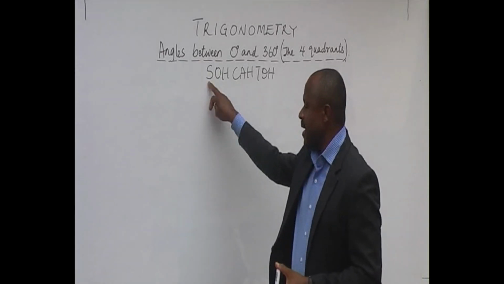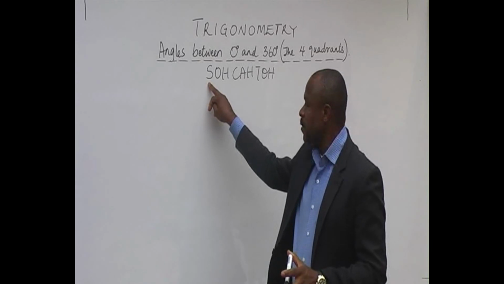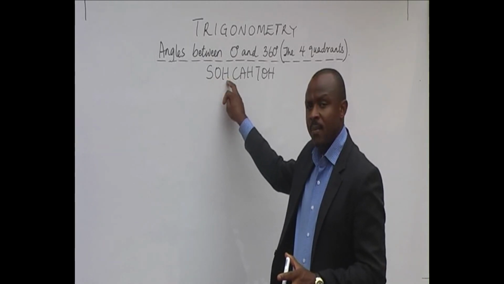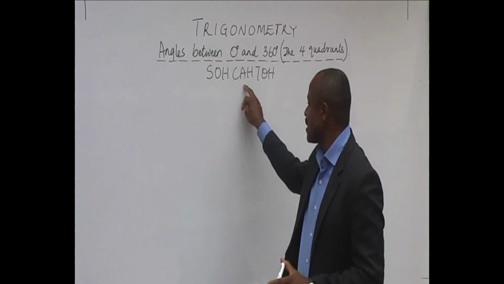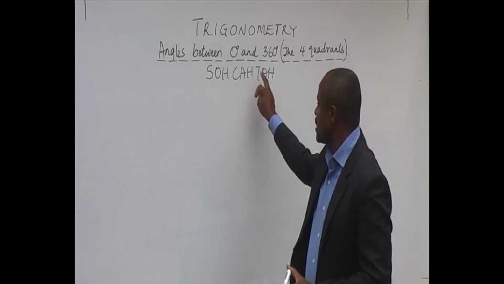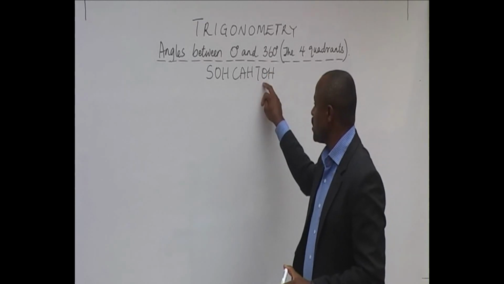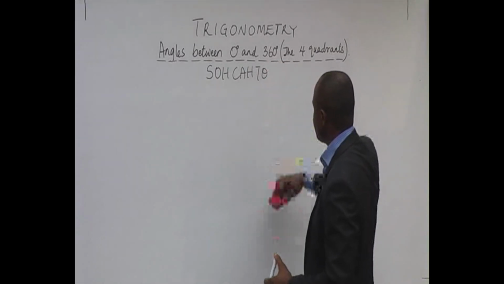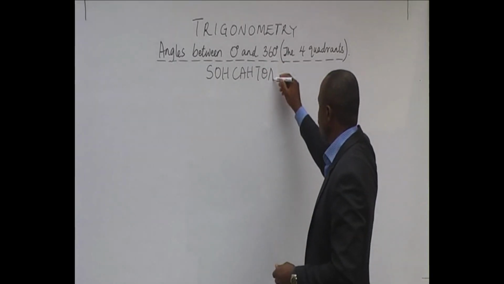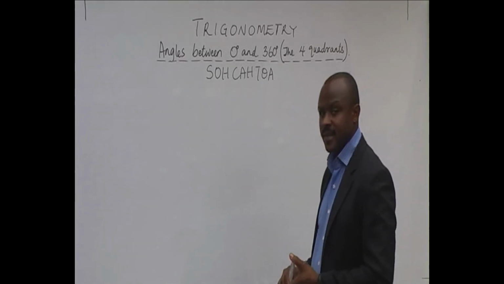SOHCAHTOA means that sine, which is the first concept of the trigonometrical ratio, is calculated from opposite over hypotenuse. Cosine, C, is calculated from adjacent over hypotenuse. Tangent, represented by T, is calculated from opposite over adjacent. This should be TOA. This should be A. Opposite over adjacent, that is your tangent.